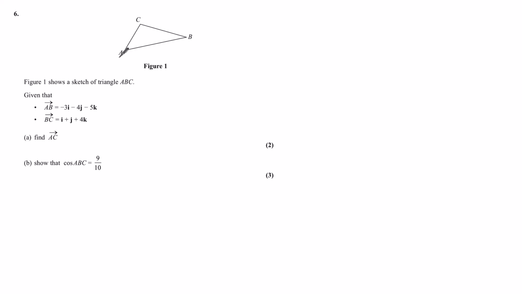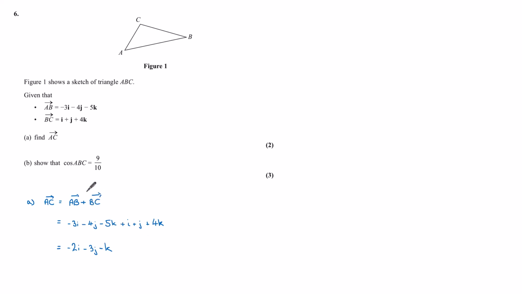Well, if I want to get from A to C, I can go along AB and then along BC. So I can write that AC is the same as AB plus BC. These are both given to me. So it's equal to -3i - 4j - 5k plus i + j + 4k. Collecting the i's, the j's and the k's gives me -2i - 3j - k.